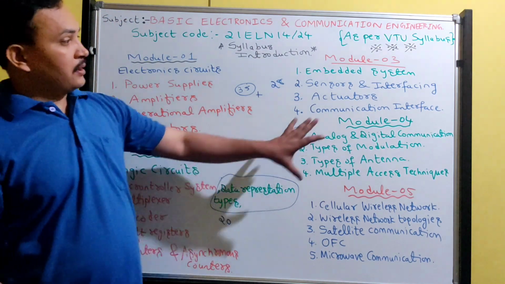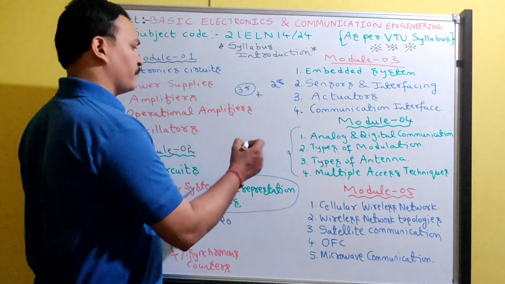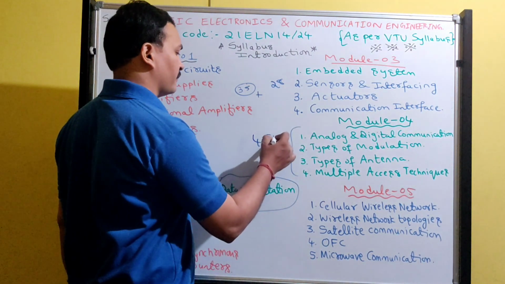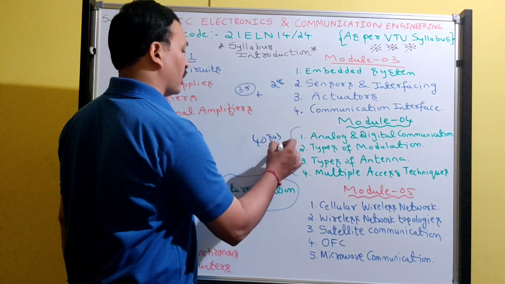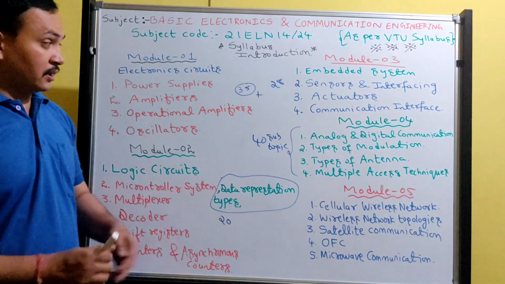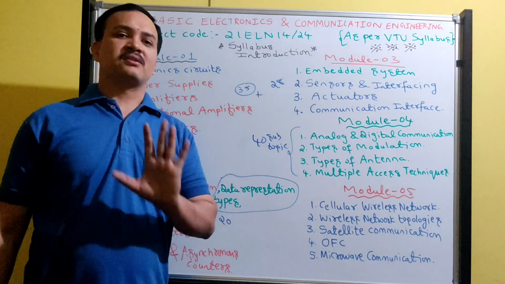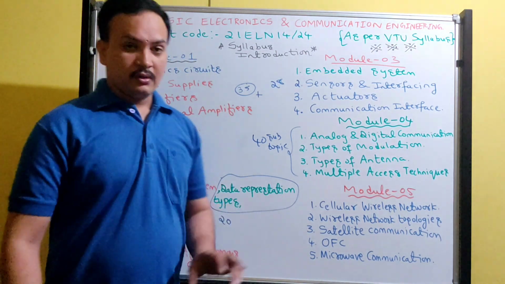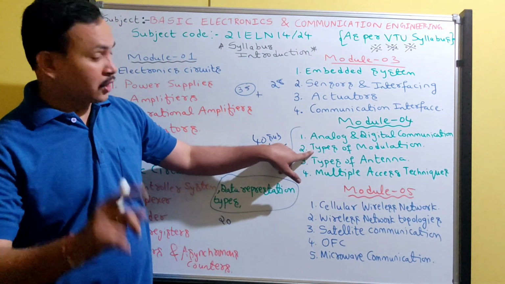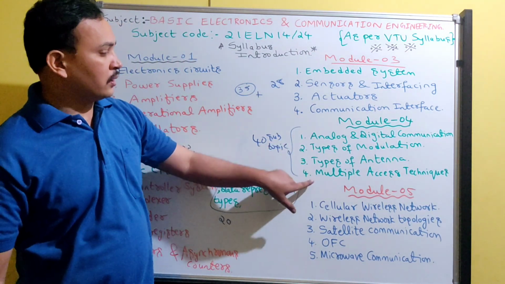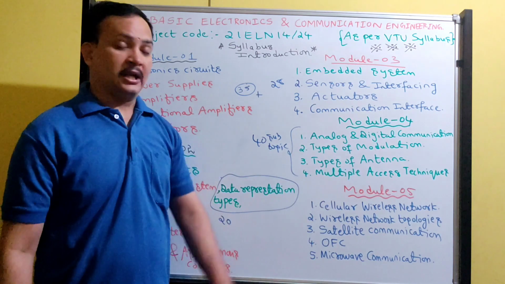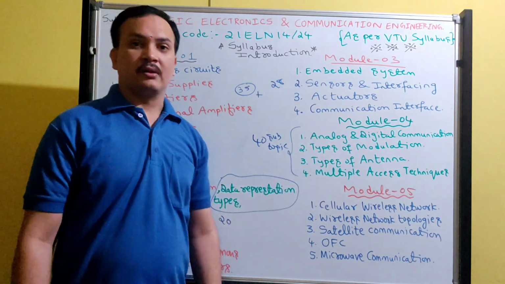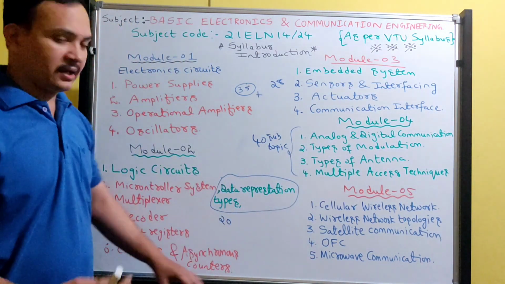Next, in module 4, a lot of topics are there, around 40 subtopics. In those 40 subtopics, only 6 topics will come for the university examination. What are those 6 topics? Some two topics on modulation, 2 topics on multiple access techniques and 2 topics on analog and digital communication. Like that we can predict.